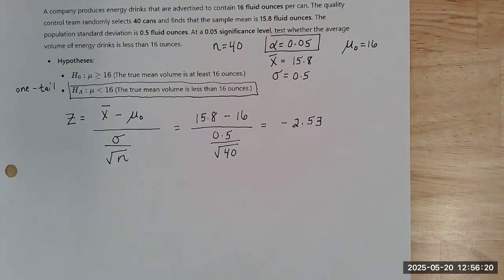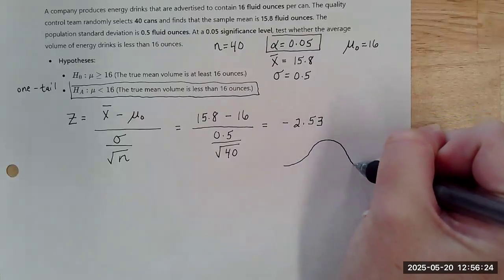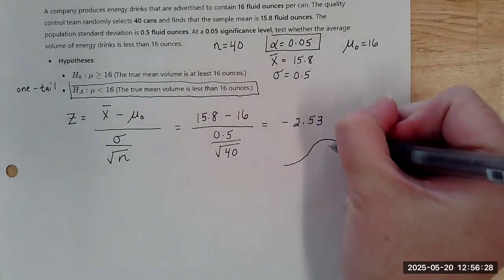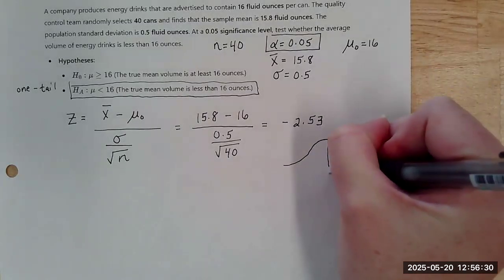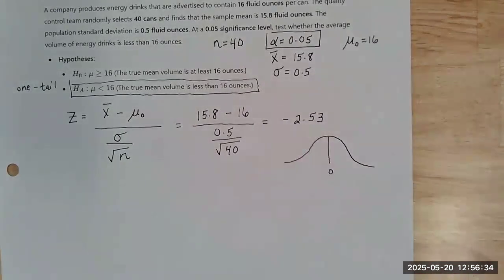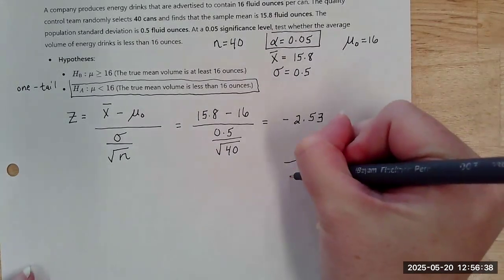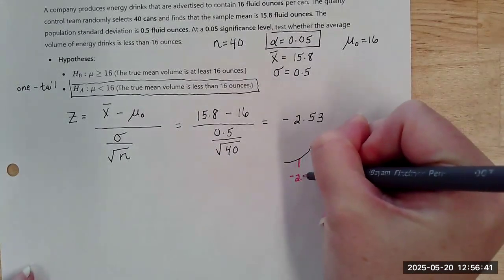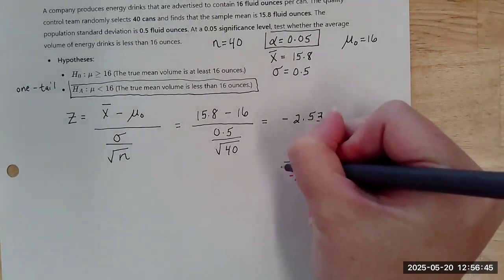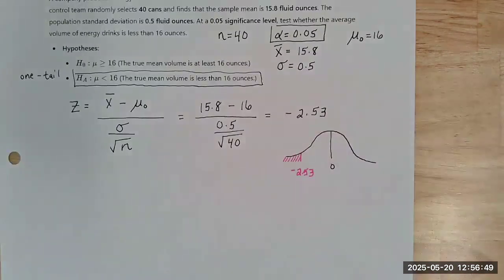So what I'm going to do is draw myself a little sketch now of a distribution. And remember, a Z score of 0 would be right here. So negative 2.53 is going to be over on this side. So I'm going to go ahead and put negative 2.53 like here. And this is a one-tail test. So what we want to know is what's the area in this one tail over here.